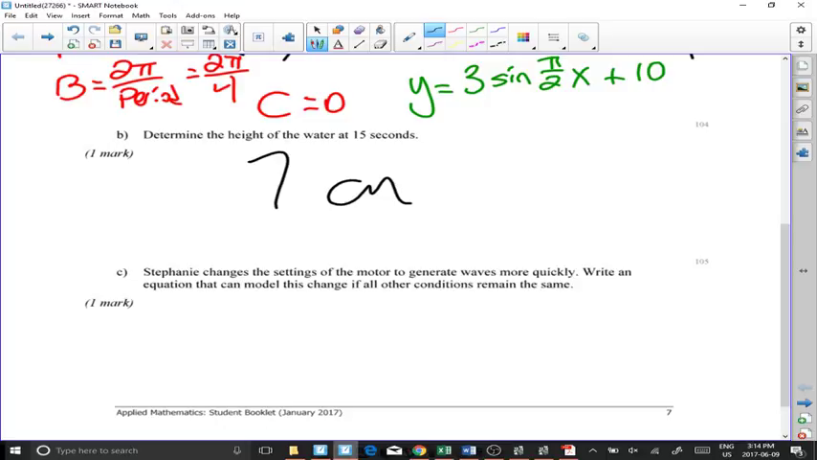Part C is an interesting question. It's a thinker. It's going to require a very concise answer because it's an explanation. Stephanie changes the settings of the motor to generate waves more quickly. Write an equation that can model the change if all other conditions remain the same. So if waves are being generated more quickly, let's think of the letters A, B, C, and D. Which of those letters is going to change? B. And is B going to become bigger or smaller?